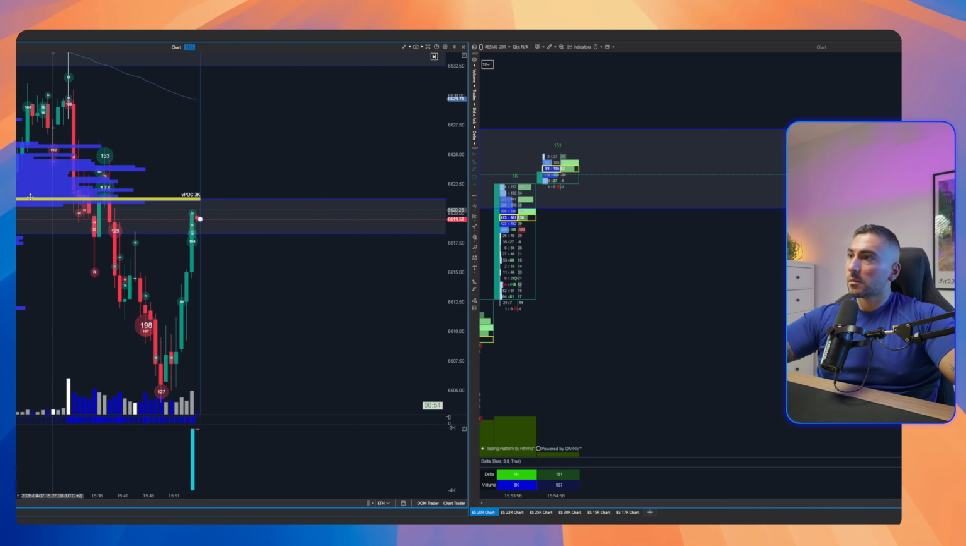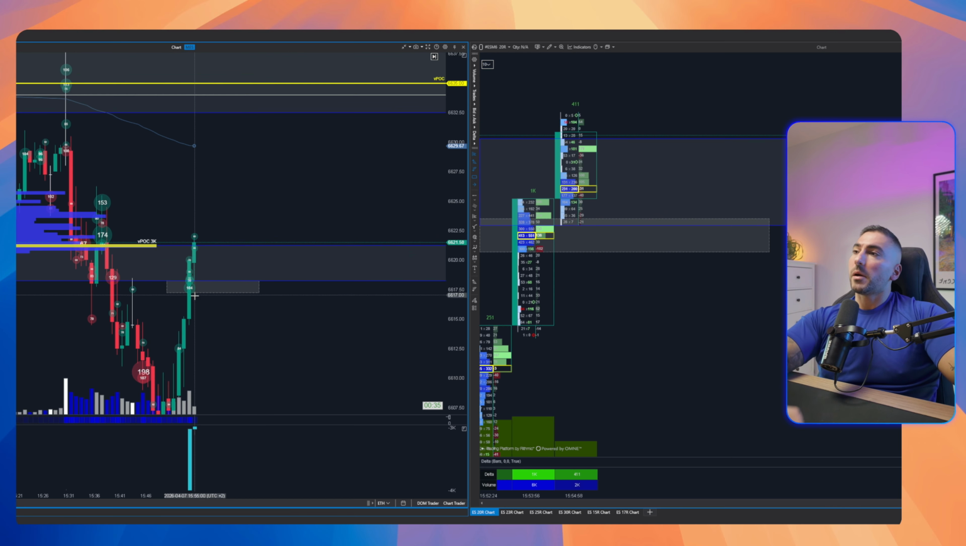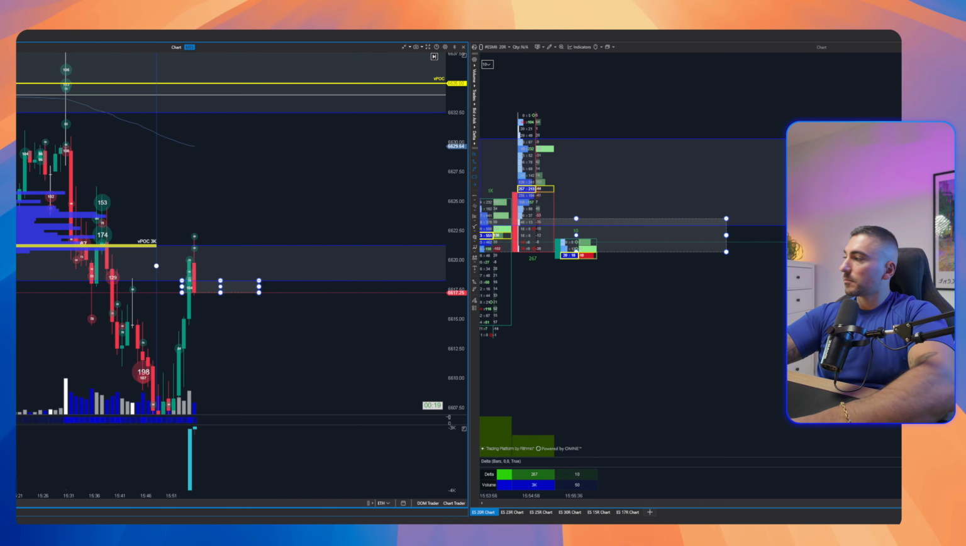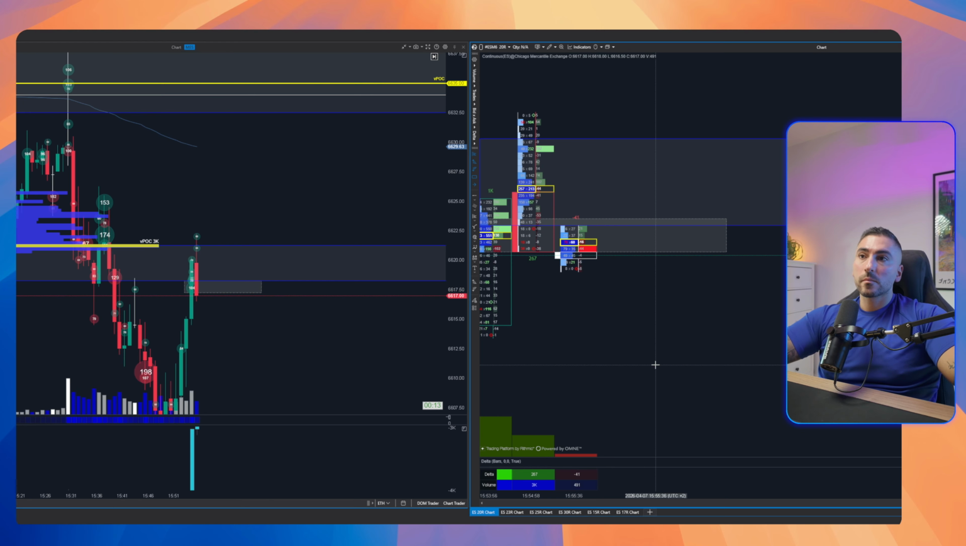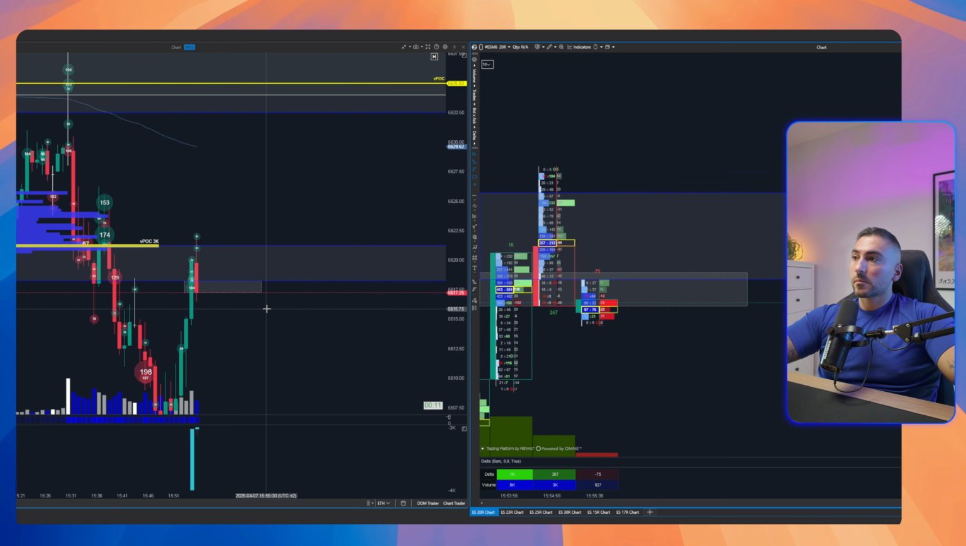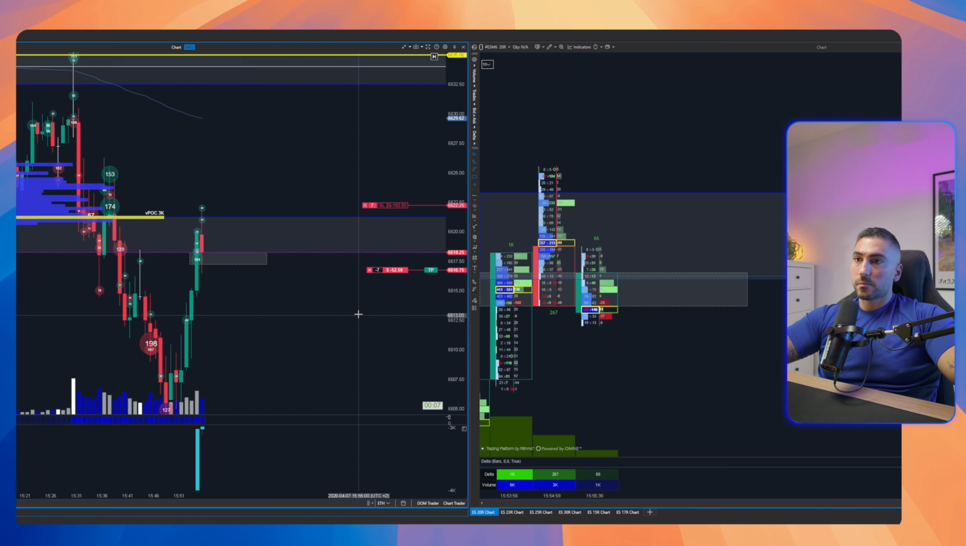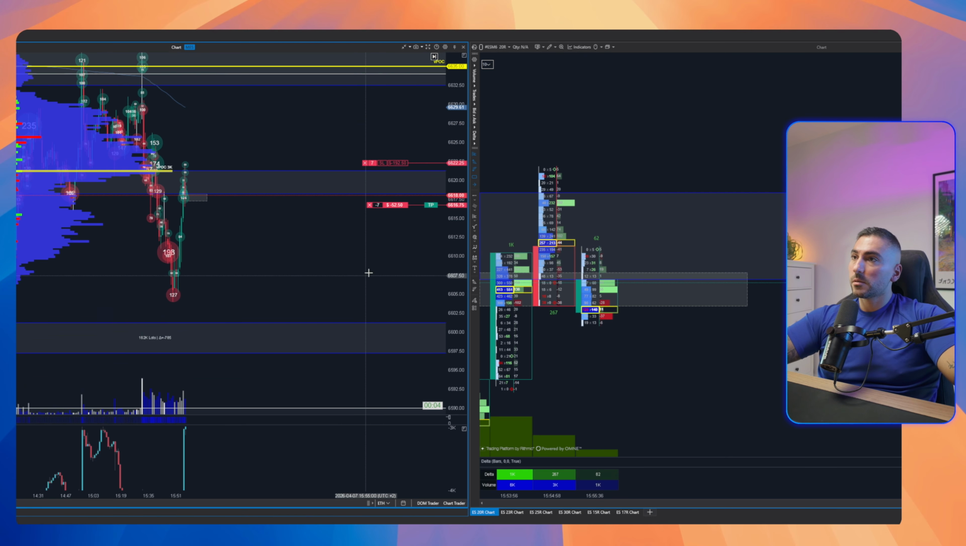Buyers managed. So now I want to break below this. Okay, buyers are here. So glad we took profit, but let's wait. This looks good. Looks good, looks good. Now we target the same low again.